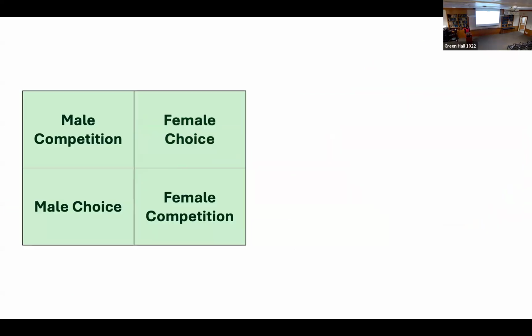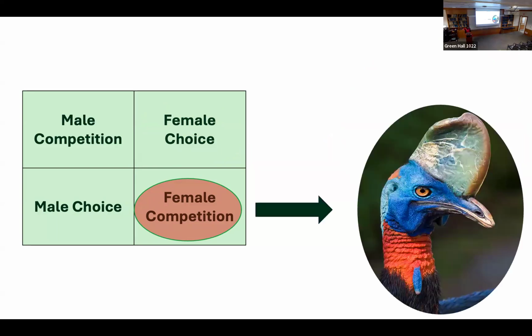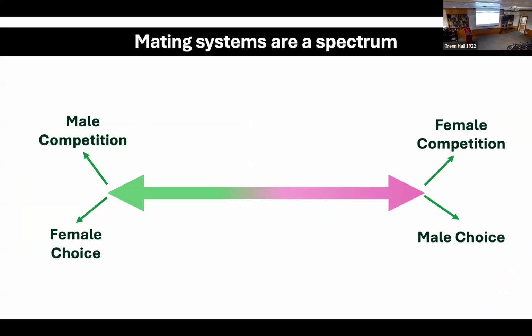Female competition, again, has less information, especially when thinking about direct competition for access to mating opportunities. But again, we have examples of that. For example, cassowaries, which are a complete sex role reversal system where the females occupy large territories that they defend against each other, and they fight for access to males. In many ways, mating systems are a spectrum, where we have male competition and female choice at one extreme, and female competition and male choice at the other extreme.